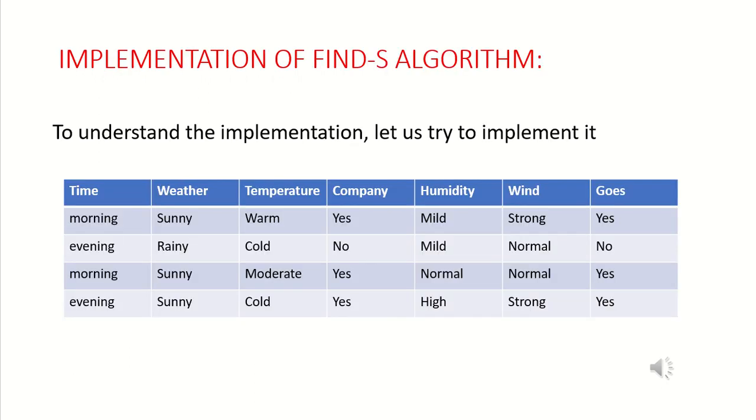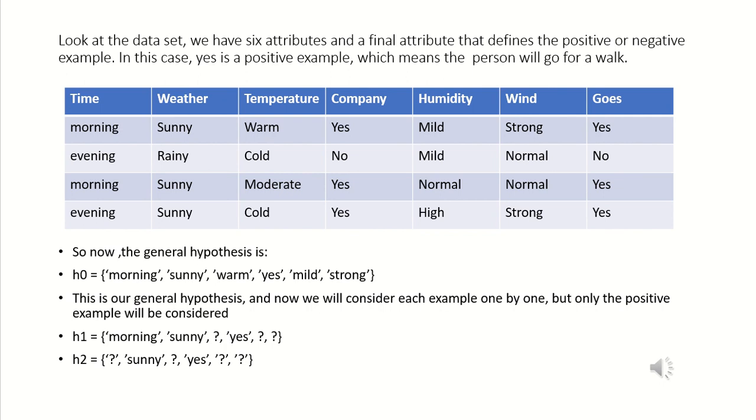Next, implementation of the Find-S algorithm. To understand the implementation, let us try to implement it. It is a data set which consists of 7 attributes and 5 rows. Let's look at the data set. We have 6 attributes and the final attribute that defines the positive or negative example. From the given table, the first 6 attributes are the data values. The last one is the output, which defines yes or no. Here yes means positive, no means negative.